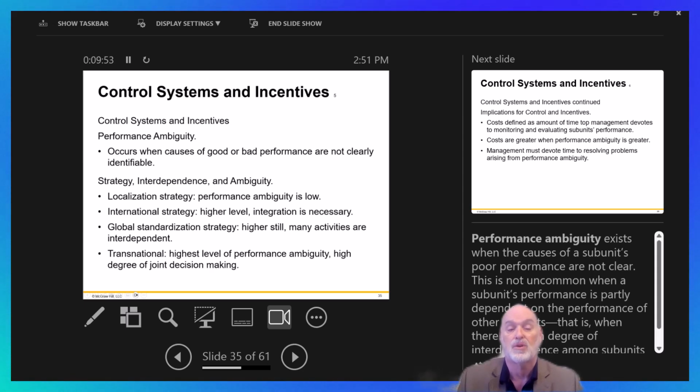Then you have something called performance ambiguity. It occurs when causes of good or bad performance are not clearly identifiable. Strategy, interdependence, and ambiguity. Localization strategy, performance ambiguity is low. International strategy, higher level of integration is necessary. Global standardization strategy, higher still, many activities are interdependent. Transnational, highest level of performance ambiguity, high degree of joint decision making.